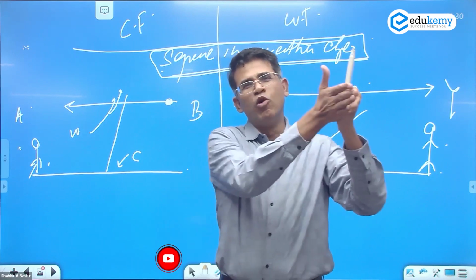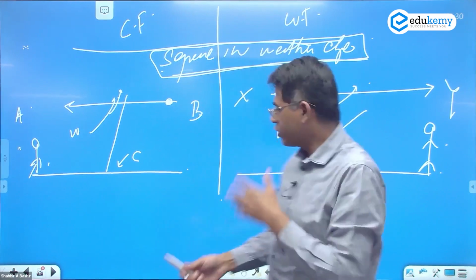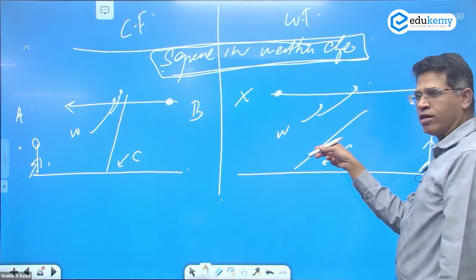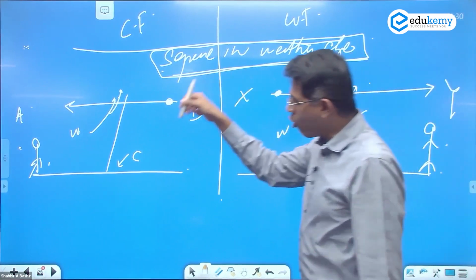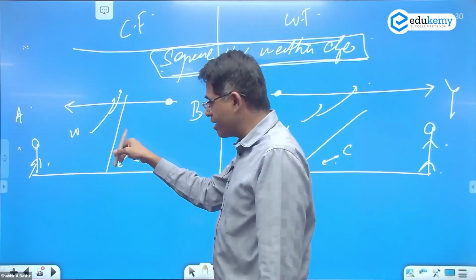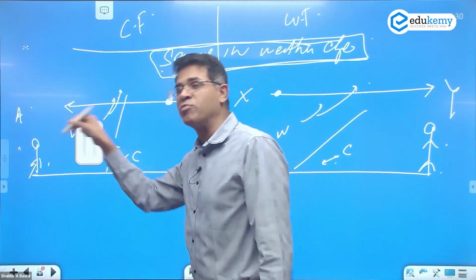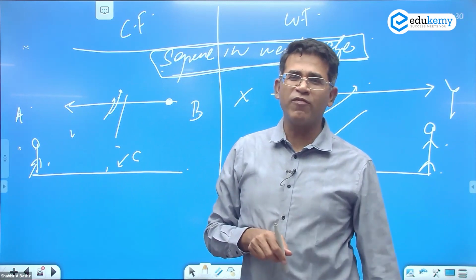Pushing here will move this more. So a warm front tilts more, but the warm front moves less. A cold front tilts less, but a cold front moves more.